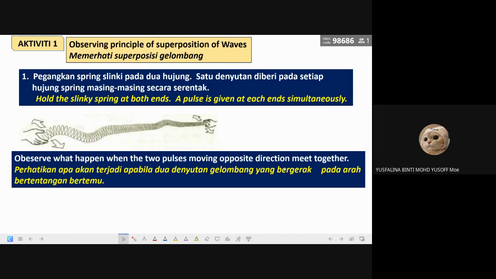So this one, they use a slinky spring, just like the video we saw just now. The one comes from the right, and another one comes from the left. They will meet at the center, right? At the moment they meet, they overlap with each other. At that time, we use the concept of superposition to explain the interference wave that occurs at the center of the slinky spring.